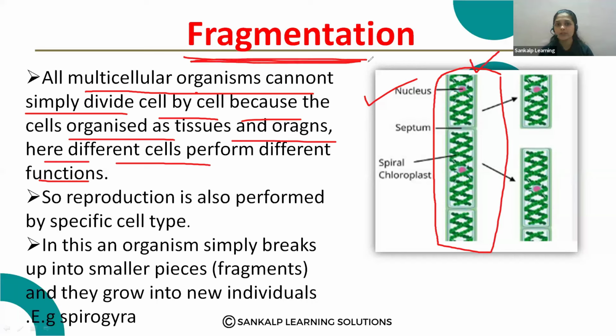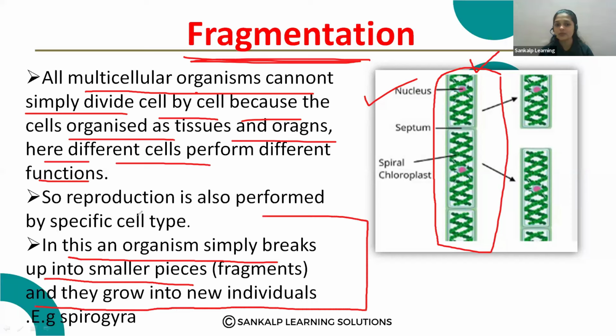Example, remember what fragmentation is. In this, the organism simply breaks up into smaller pieces, which are called fragments, and they grow into new individuals. This is the definition of fragmentation, very important. Spirogyra is a multicellular organism, but why are not all multicellular organisms able to do this type of reproduction? Fragmentation is not seen in all multicellular organisms, why?